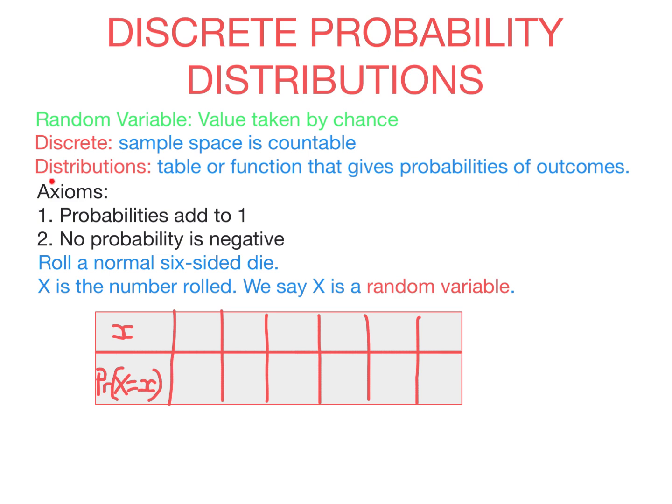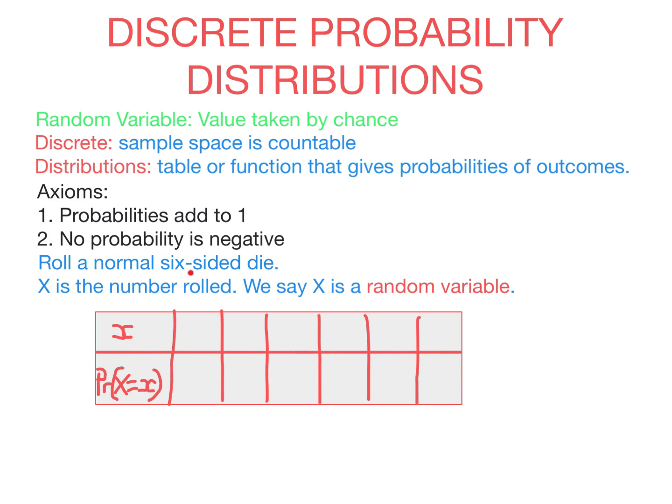What a probability distribution is, it's just a table or function that tells us how to calculate the probability of any value that it may assume. Now, in order that the distribution is valid, it needs to satisfy these 2 points. Probabilities need to add to 1 and no probability can be negative. Hopefully all of these concepts will become clearer in this example.